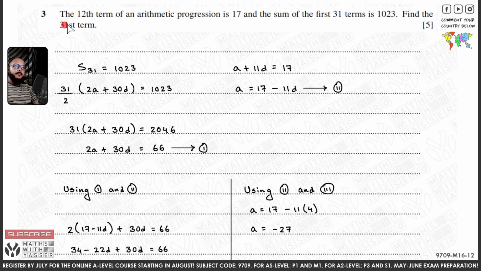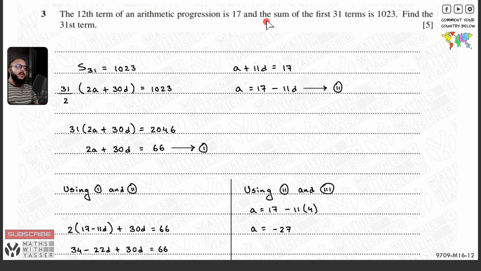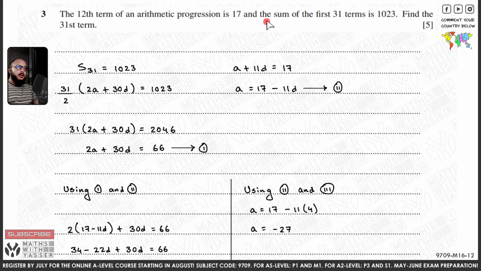Question number 3. The 12th term of an arithmetic progression is 17. And the sum of the first 31 terms is 1023. We need to find the 31st term. So this is giving a hint that it will eventually be a simultaneous equation, so that we can find the first term and the common difference for the arithmetic progression.